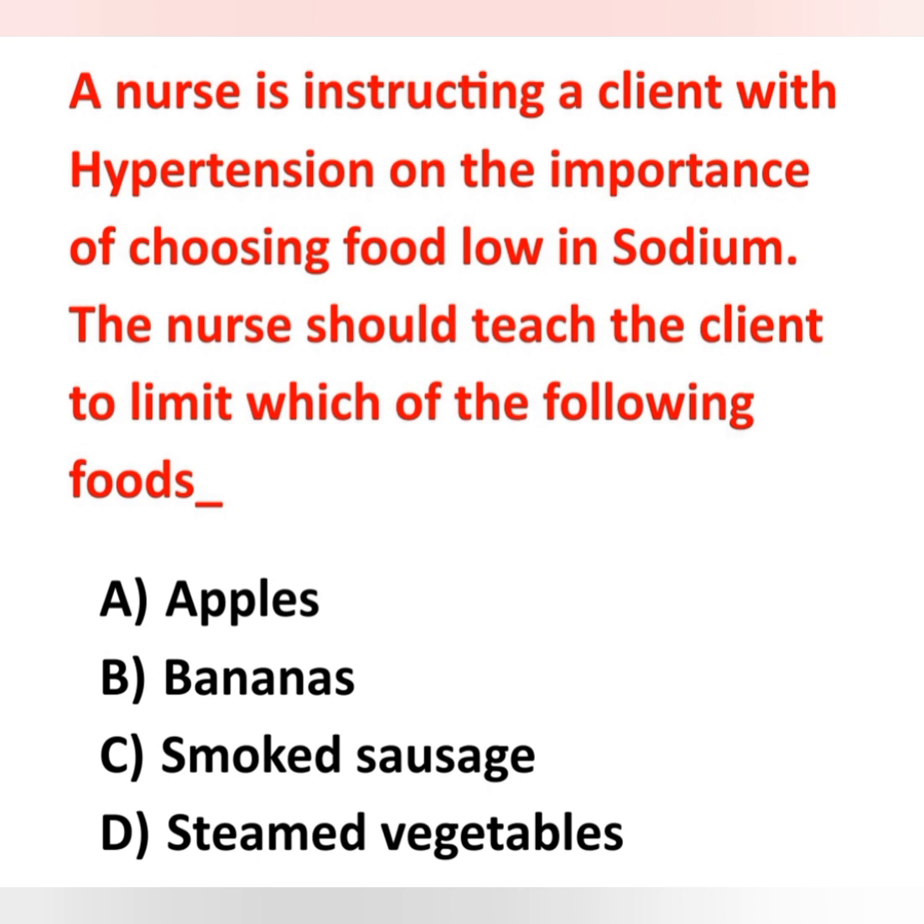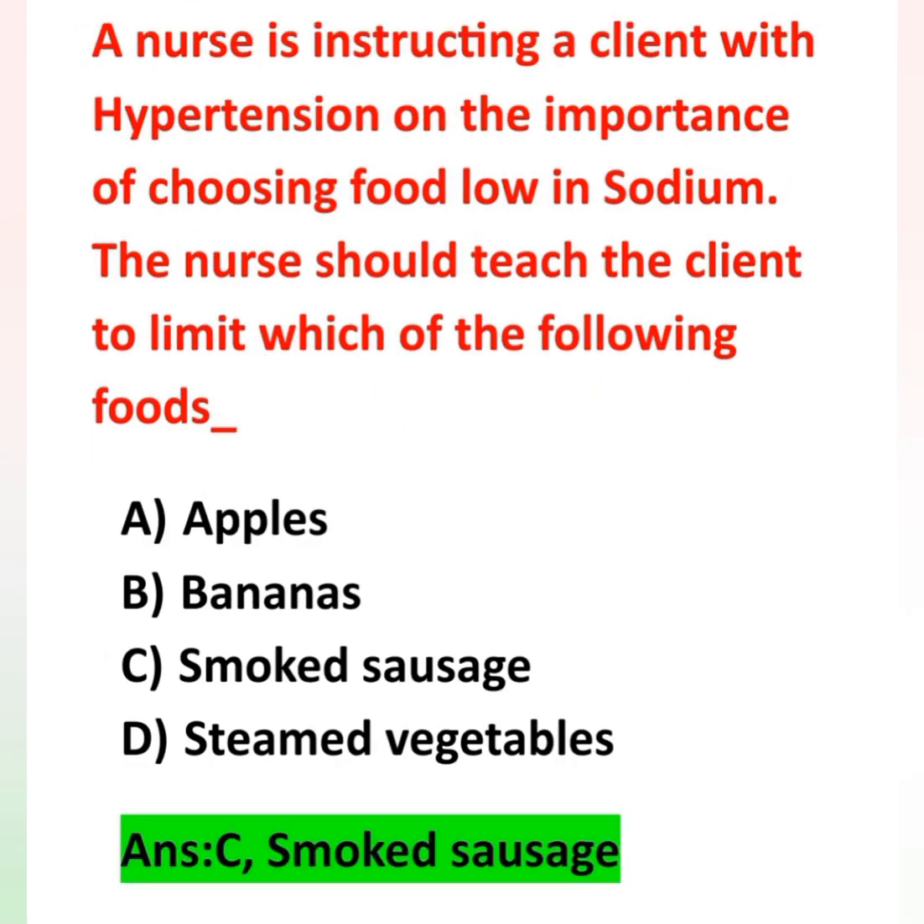Next question: a nurse is instructing a client with hypertension on the importance of choosing food low in sodium. The nurse should teach the client to limit which of the following foods? Option A, apples; option B, bananas; option C, smoked sausage; option D, steamed vegetables. Here the question is, which food item should be limited by the patient? The correct answer is option C, smoked sausages.